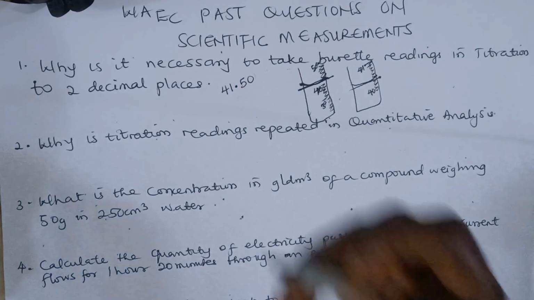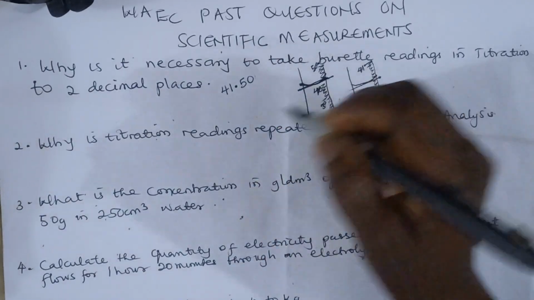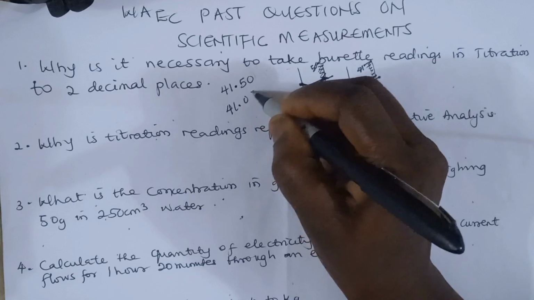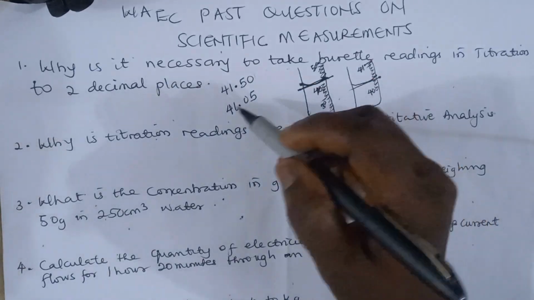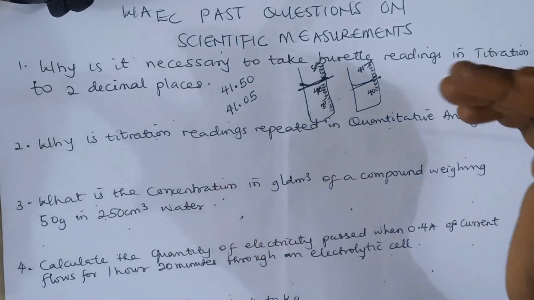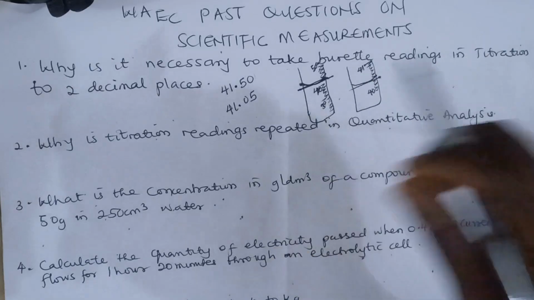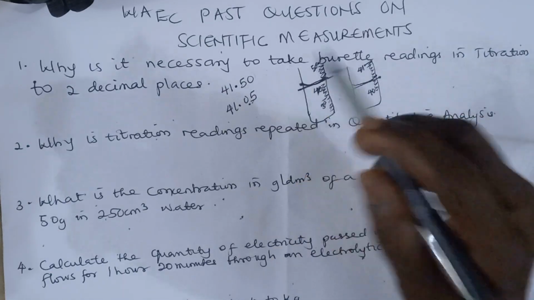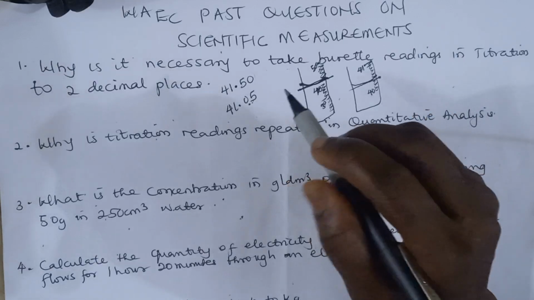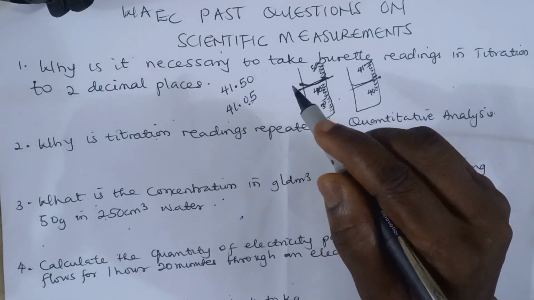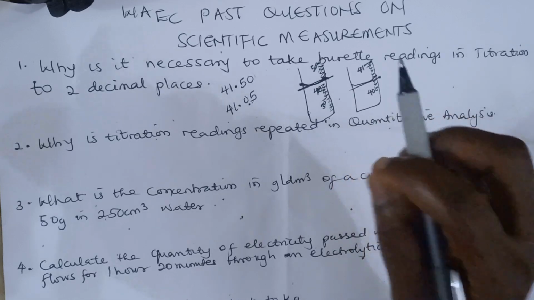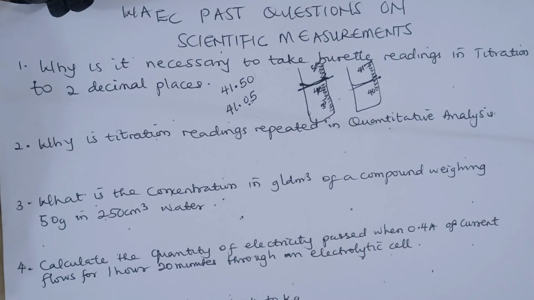decimal places. But when you are taking your readings in the burette, you can't get something like 41.05. It is not possible, except you have repeated your experiment and then you calculate the average of those readings. You can get something like this, but not like this in the burette readings. I want you to take a close look at any burette in the laboratories and learn more on these readings.